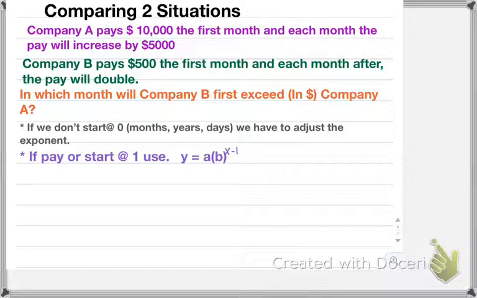So one thing we have to remember, some important things here. If we don't start at 0 months, meaning in this case we started at month 1, we actually got something at month 1, we have to take that into account with our exponent. If we start at 0, remember when x is 0, that's our starting point, then we know that we can adjust from there. So I'm going to make a little chart to help you see this visually and see how you can actually use it in the equation.